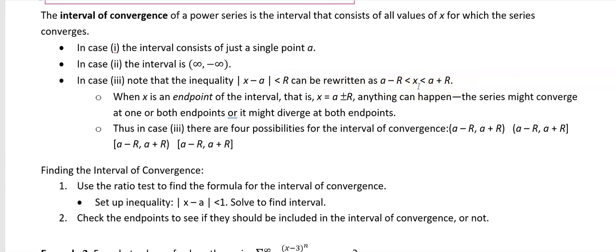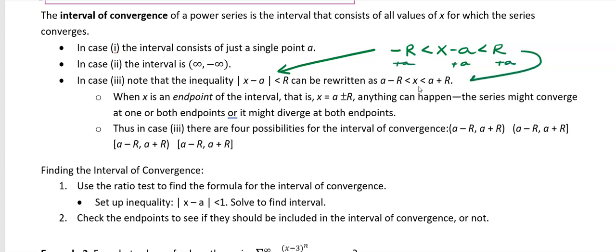If this doesn't make immediate sense to you, just think of how you solve absolute value inequalities. They turn into compound inequalities. And then to solve this, you would need to add a to both sides, which would result in what we have here. So don't let this fancy form confuse you. All you're simply doing is finding the interval by solving the absolute value inequality.